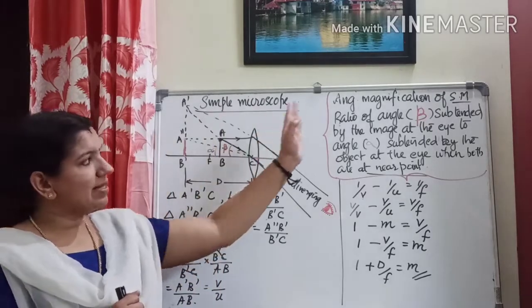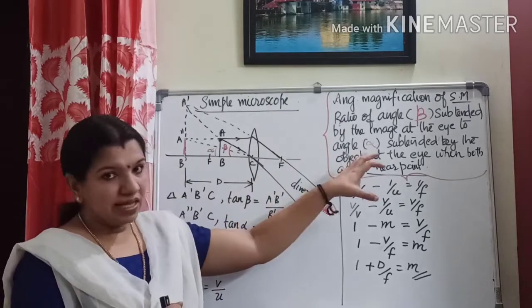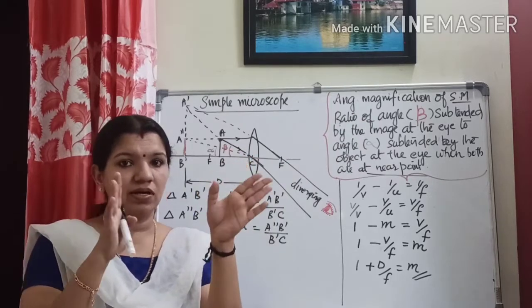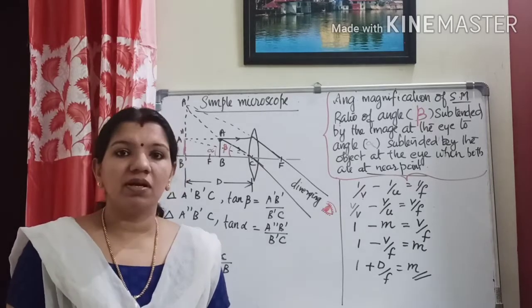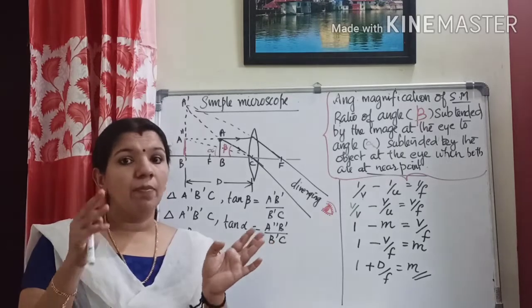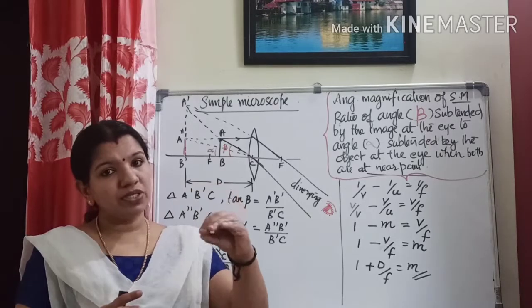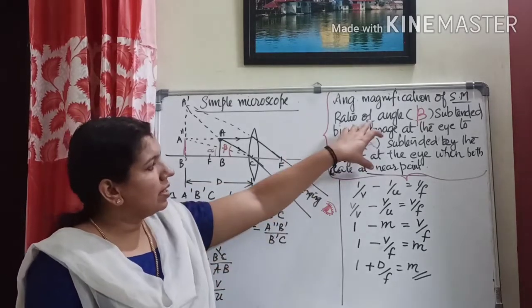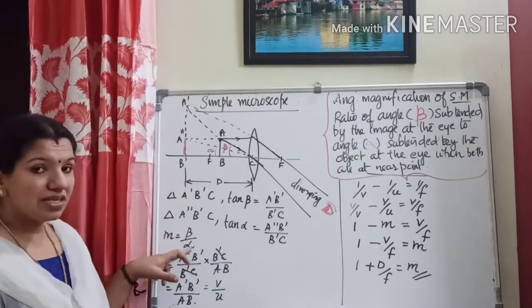For each case the definition for angular magnification will be different. In this case, for a simple microscope, angular magnification means the ratio of the angle subtended by the image to the angle subtended by the object. This is the general expression. But here what is the condition? Both should be at the near point. So here you have to assume that the object is also at the near point. Understand? Now, the definition is clear. So magnification can be represented as beta by alpha.